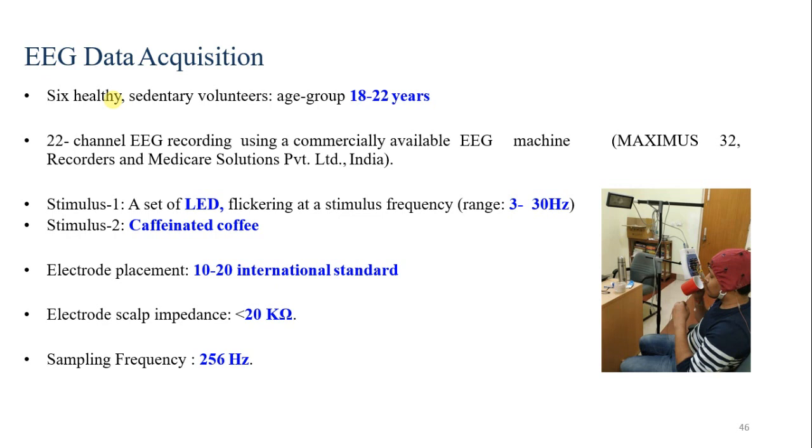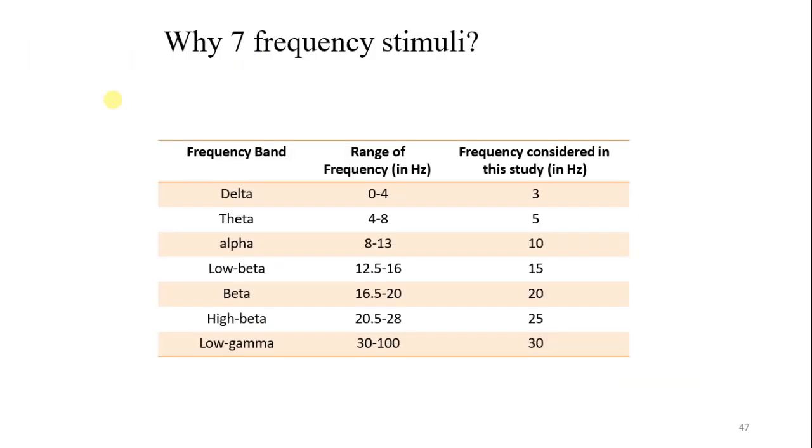Now, we chose 7 frequencies. Why are these 7 frequencies important? This is important because we have the frequency bands of delta, theta, alpha, low beta, beta, high beta, and low gamma. From each of these frequency ranges, we have chosen one frequency each and tried to excite the brain using those frequency components.